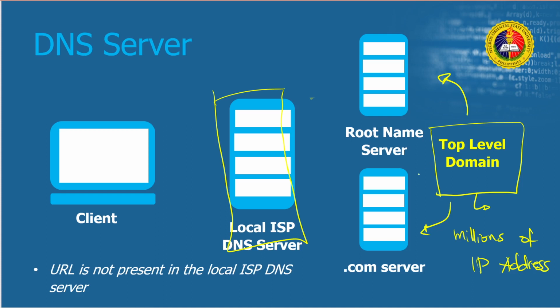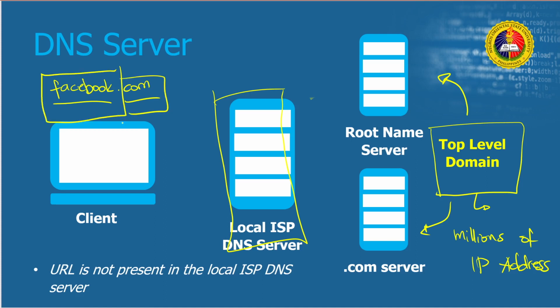So first, the URL is broken down. For example, norsu.edu, okay, Facebook na lang, since we're talking about international. For example, facebook.com. Alright? So the first part is the domain name. The .com is the server. So to make the search in the top level domain faster, since there are millions of IP addresses, the URL will be divided into two. First one is the domain name and the .com.